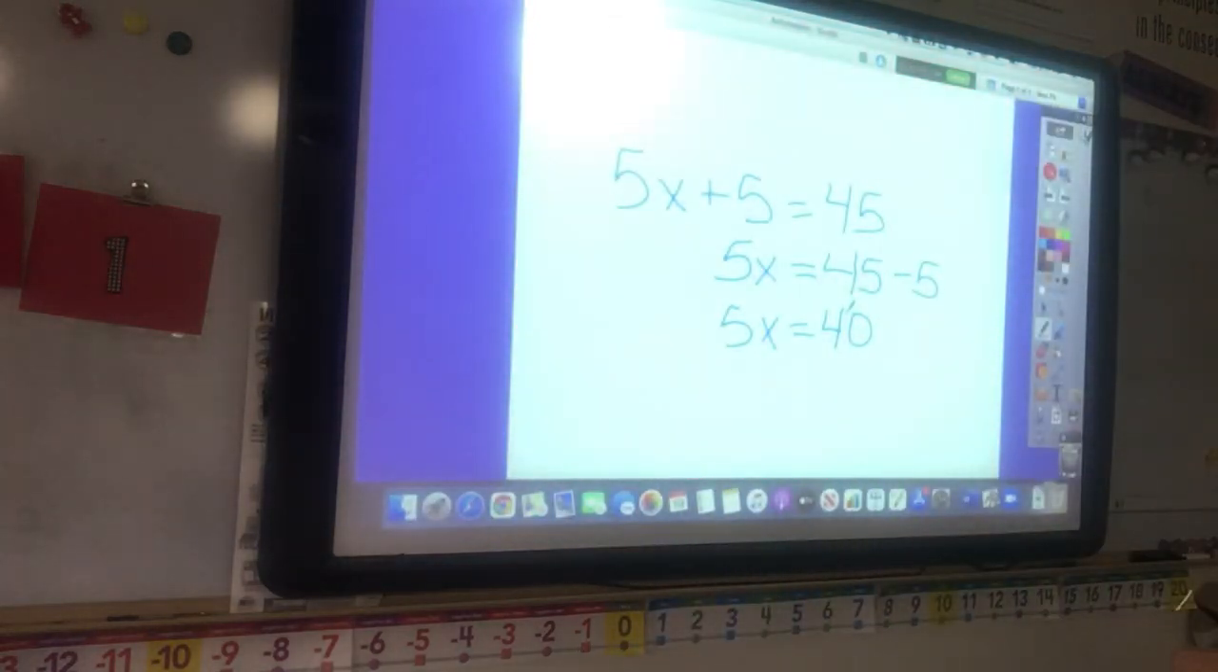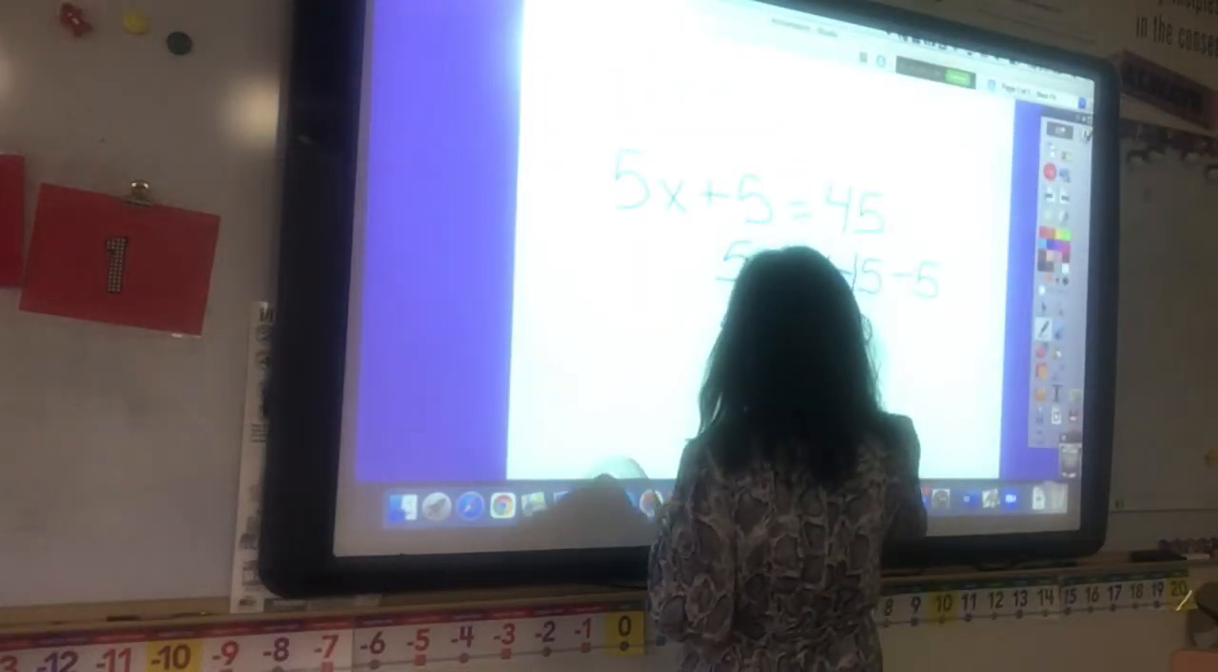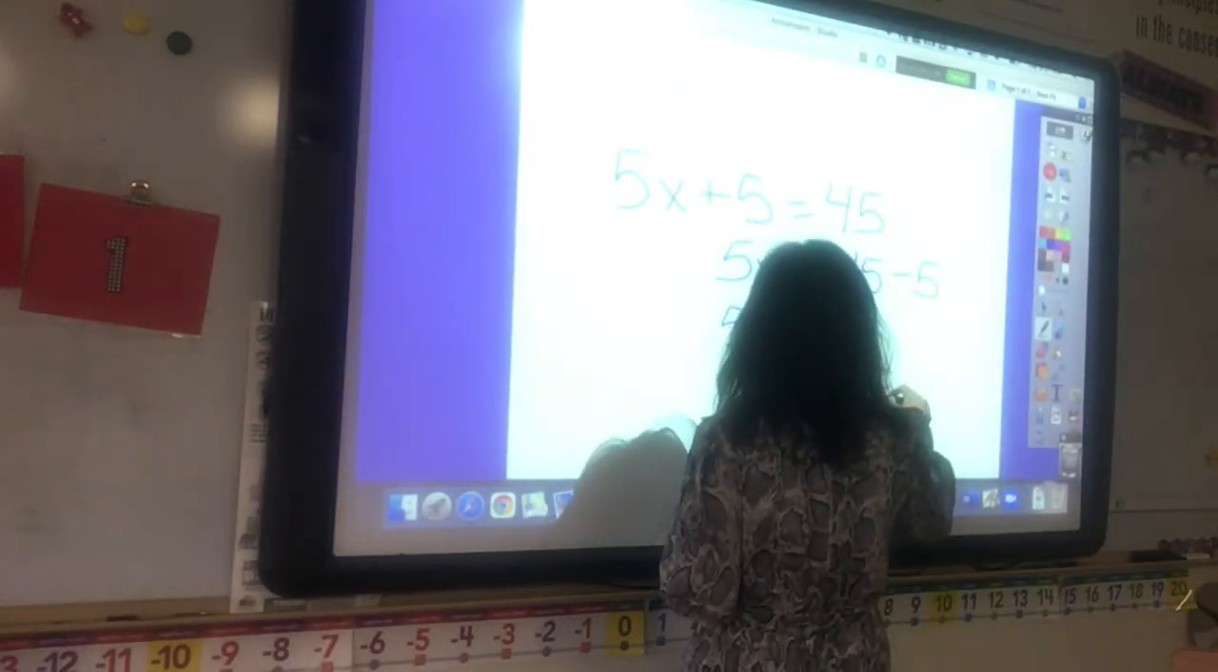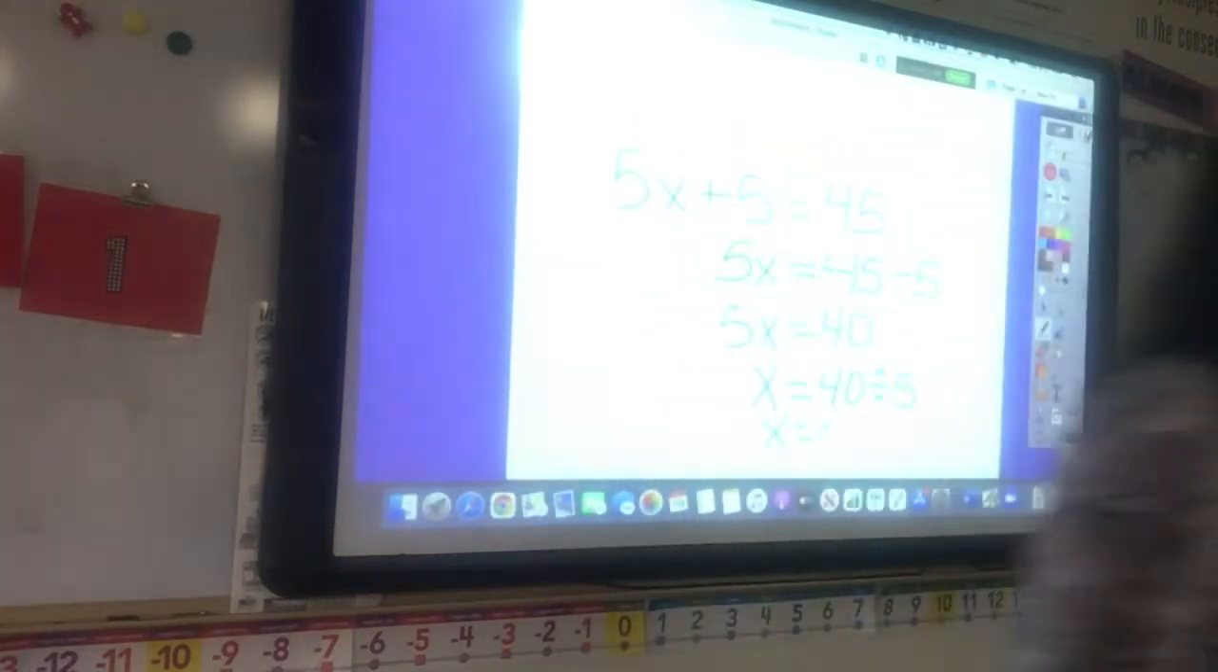The 5's being multiplied. So what's going to happen when I take it over to the other side? Annika? We're going to have to divide. We're going to divide. So we're going to have x equals 40 divided by 5. And then all we have to do is answer what is 40 divided by 5.